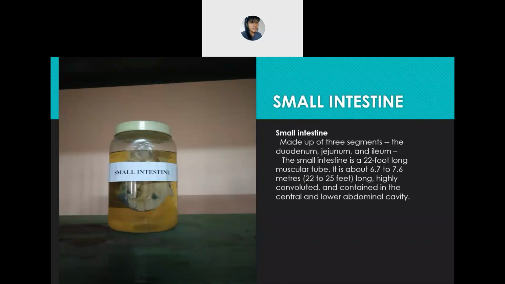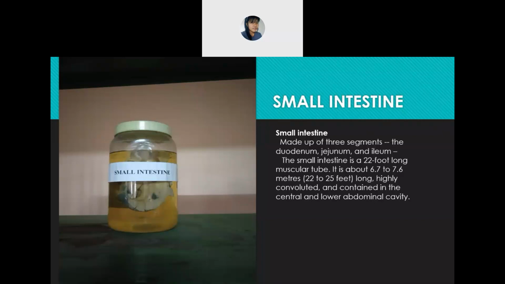If we convert it into meters, it is 6.7 to 7.6 meters, and approximately 22 to 25 feet long. Understand? And it is convoluted. Convoluted means it's coiled. It is not straight. And it is there in your central and lower abdominal cavity, means in your center part.